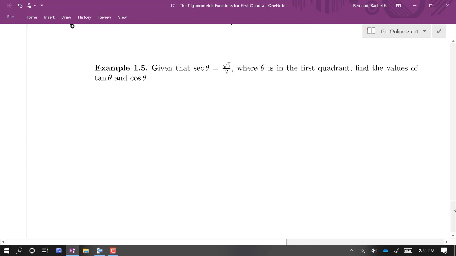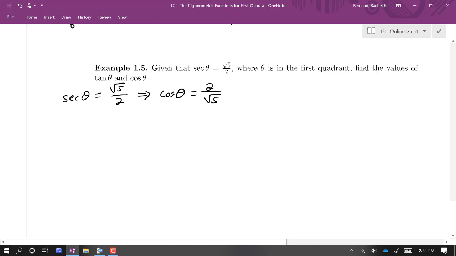Okay, let's try another. This one is given to us a little bit differently. Here they tell us the value of secant. And we know that theta is in the first quadrant. We want to find the values of tangent and cosine. Well, to start off, since they told us the value of secant theta, then we kind of get the value for cosine almost for free. So I'm just going to flip it over. 2 over root 5.